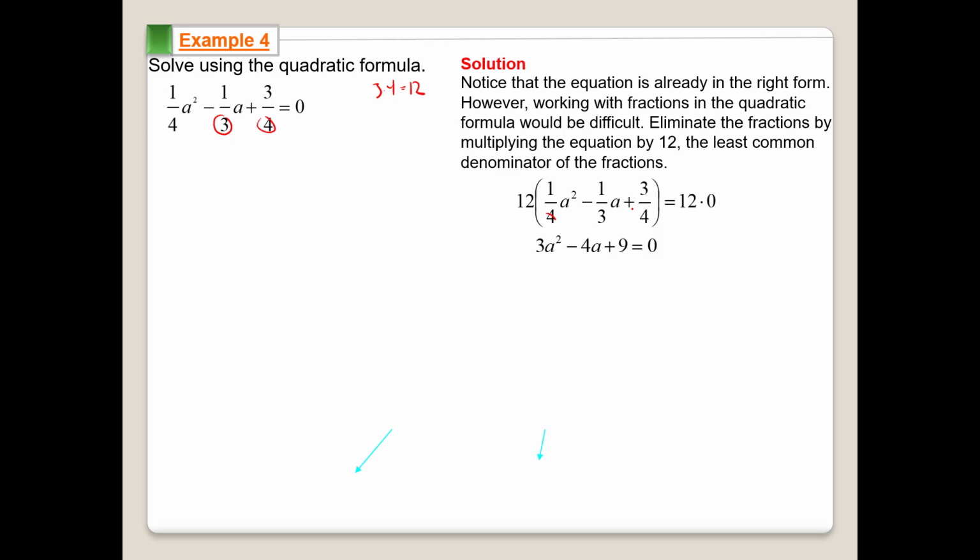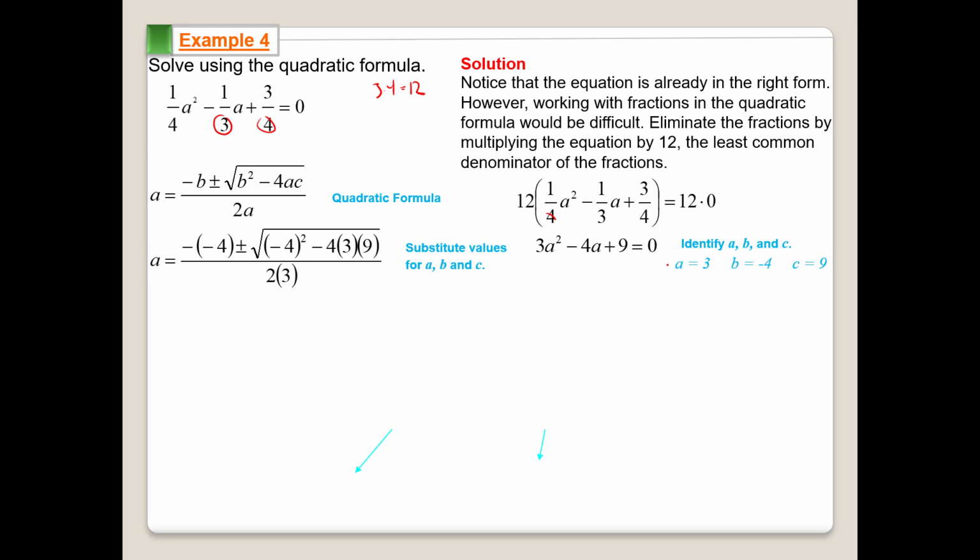And then we simply have 12 divided by 4 is 3, and 3 times 3 is 9. And 12 times 0, of course, is still 0. So now we can identify our A, B, and C values and use the quadratic formula. A is 3, B is negative 4, and C is 9. So we can substitute those values in, and then we can simply perform the operations.